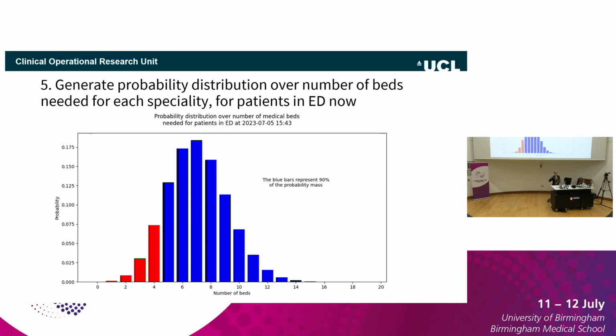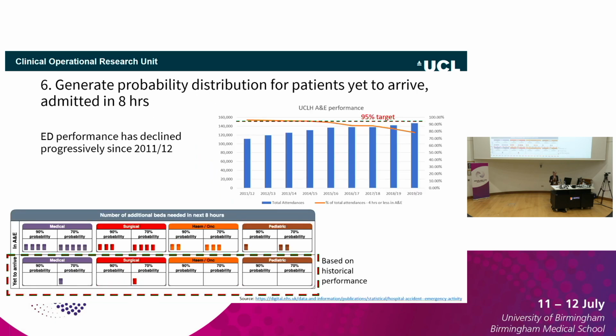So the bars show the probability of each number of beds, and this is where we convert it from an individual-level exercise into something which is useful operationally. I've coloured them according to the 90% probability that I mentioned before. So 90% of the probability mass, if you like, lies on the blue bars. That's why we said we think you're going to need at least 5 beds for these patients in the next 8 hours. Then we want to do the same for the patients who are yet to arrive.